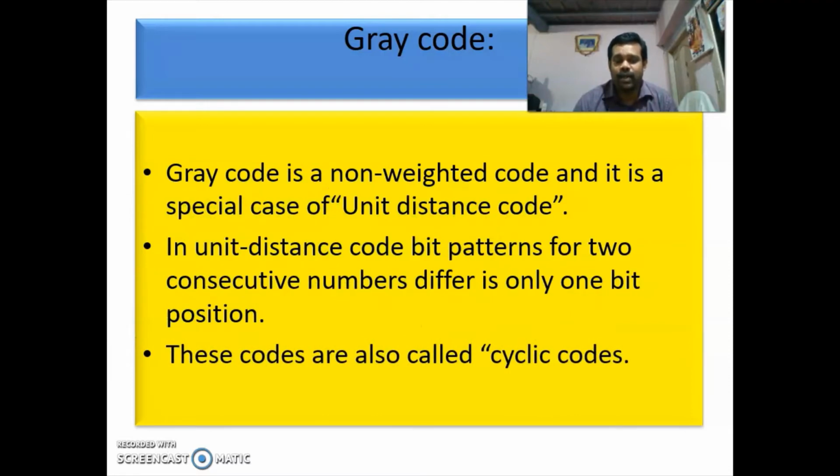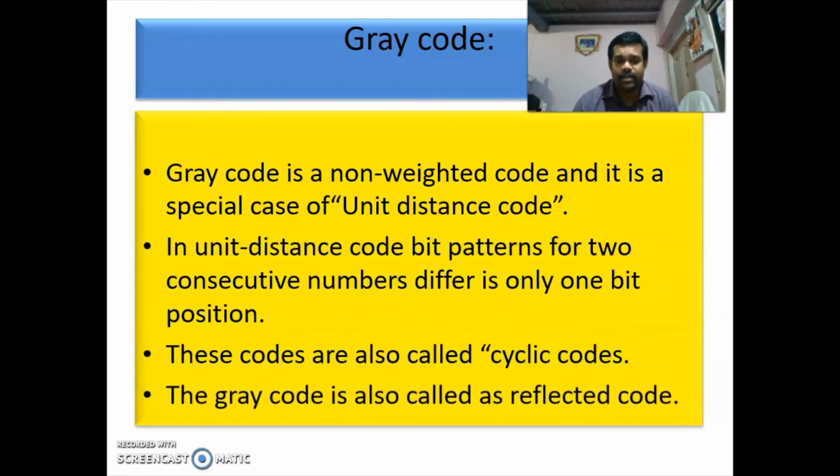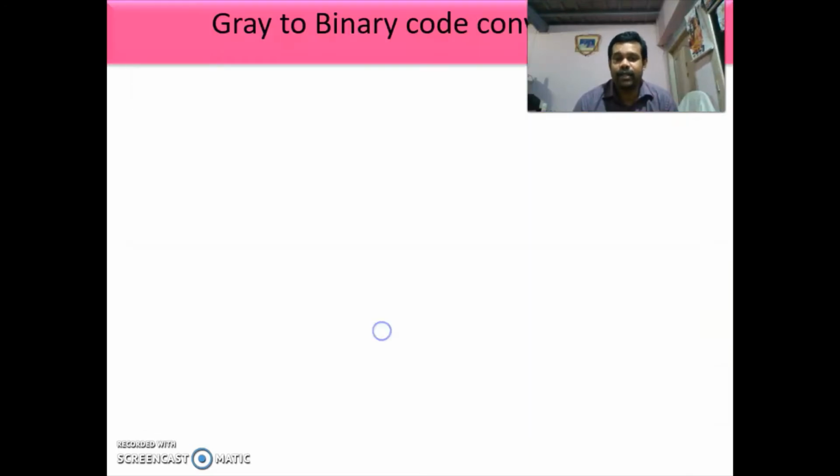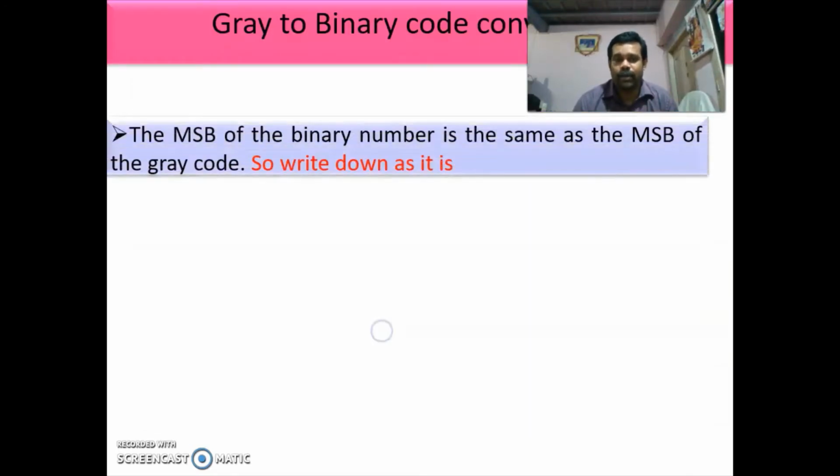These codes are also called cyclic codes. This gray code is also called reflected code. So now we are going for gray to binary code conversion. So how to convert gray code to binary code?